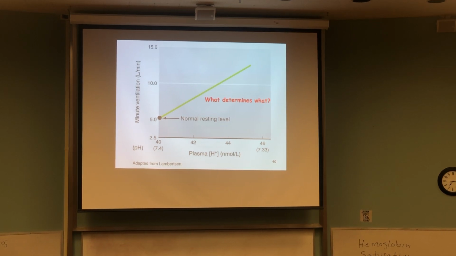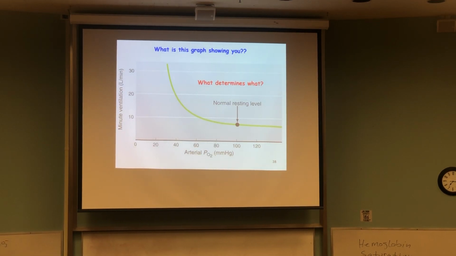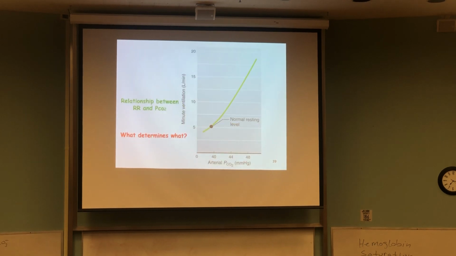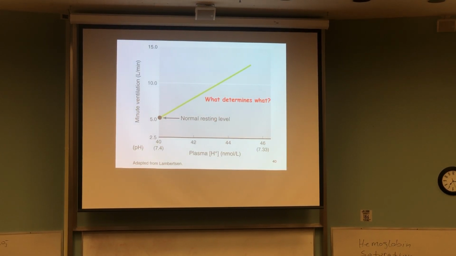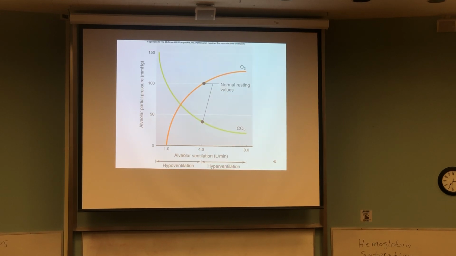So now, just humor me. Who's in control on this graph? Ventilation or PO2? Who's in control on this one? CO2. Who's in control on this one? pH or hydrogen ions, right? So those three things are all controlling your ventilation rates.